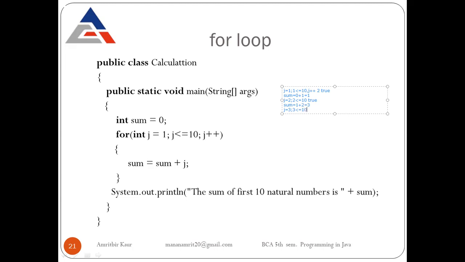It will continue till our j becomes 10. And when our j becomes 11, the condition will be false. For example, j becomes 11. So now 11 is not less than or equal to 10, our condition becomes false and control is transferred outside the block. And the sum will be displayed. The sum of the first 10 natural numbers will be displayed.